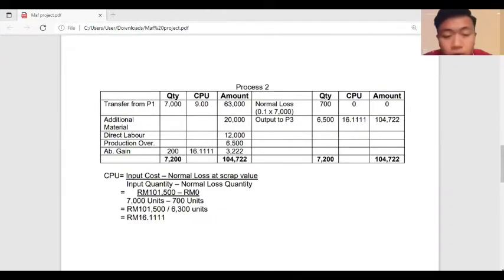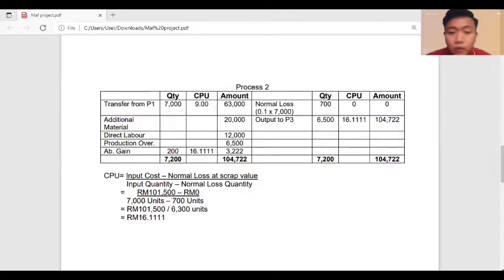For process 2, we need to transfer the process 1 output into the debit side. After that, we take the information from the question. In the debit side, we put additional material, direct labor, and production overhead, and enter the amounts. For the credit side, we find the normal loss quantity by 10% times 7,000. We will get 700. The output quantity to process 3 is 6,500.